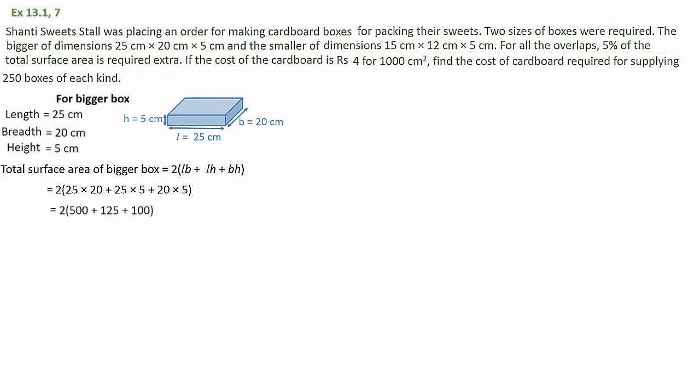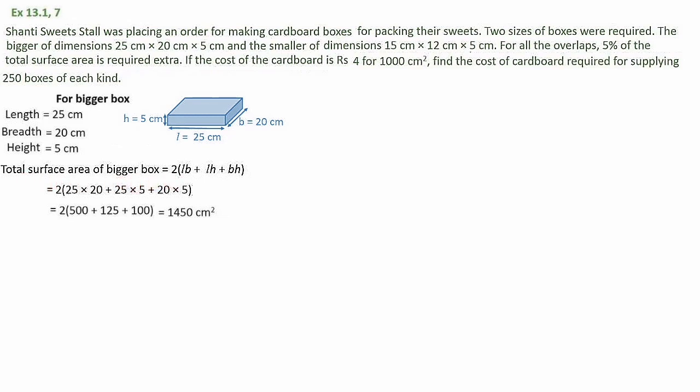Let's do the calculation inside the bracket. 25 into 20, that is 500. 25 into 5, 125. 20 into 5, 100. So mental calculation is better here. It saves time. Then we can add these sums inside the bracket. 500 plus 100, 600. Plus 125, so 725. 725 into 2 will give us 1450 centimeter square. This is the total surface area of the box.